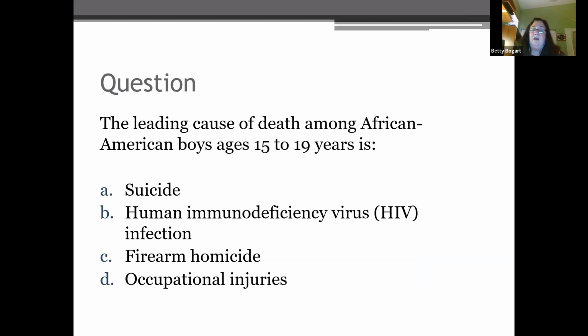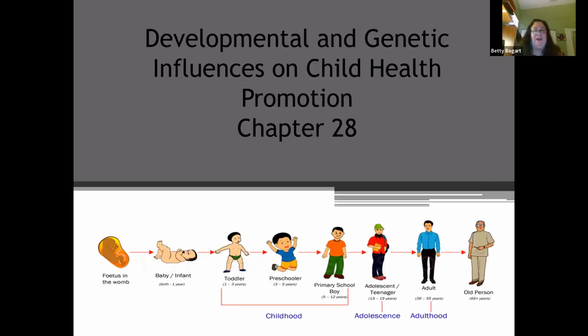So, leading cause of death among African American boys ages 15 to 19. Which one? It's a teenager. C. Firearms, absolutely. Yes, very good.